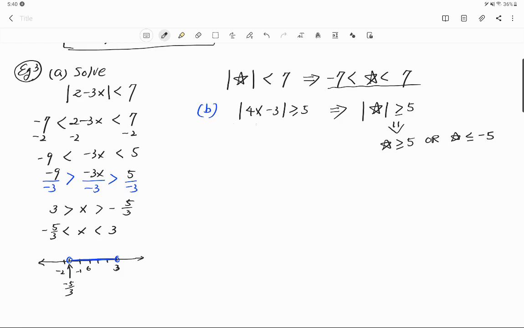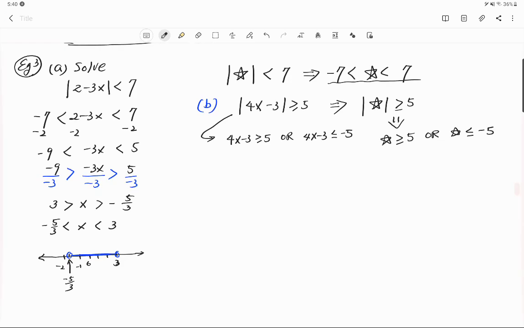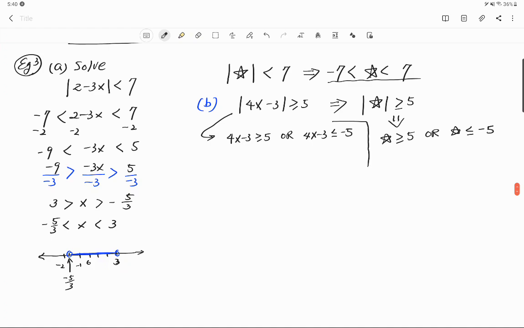So you can rewrite it. This will give you 2 inequalities. One is 4x minus 3 is greater than or equal to 5, or 4x minus 3 is less than or equal to negative 5. Then let's solve each inequality. Plus 3 each side. So 4x is greater than or equal to 8. Divide each side by 4. So x is greater than or equal to 2.